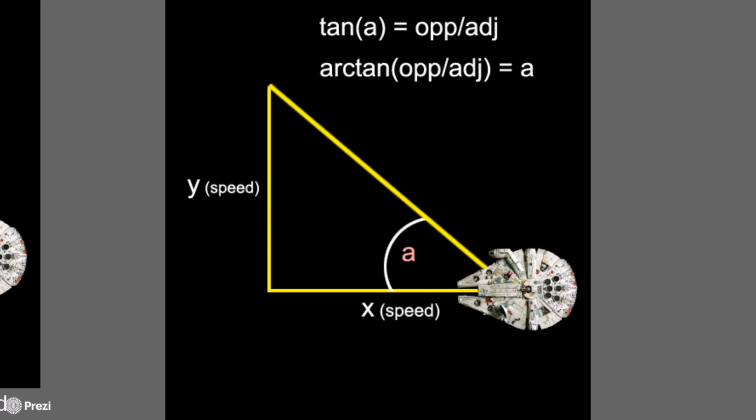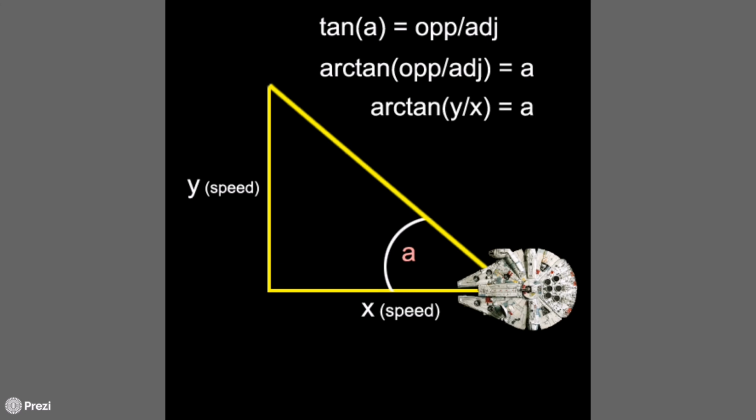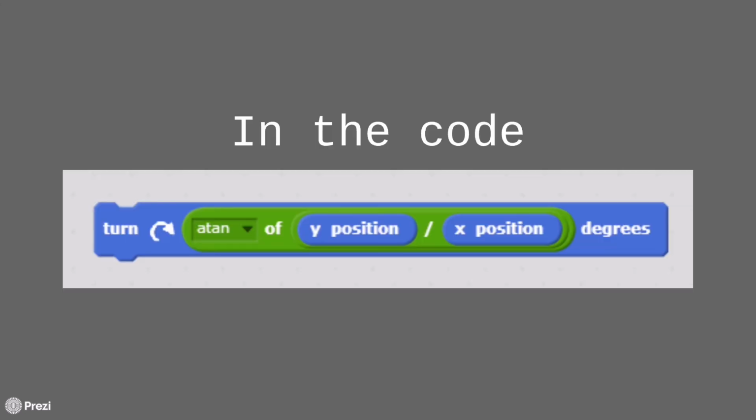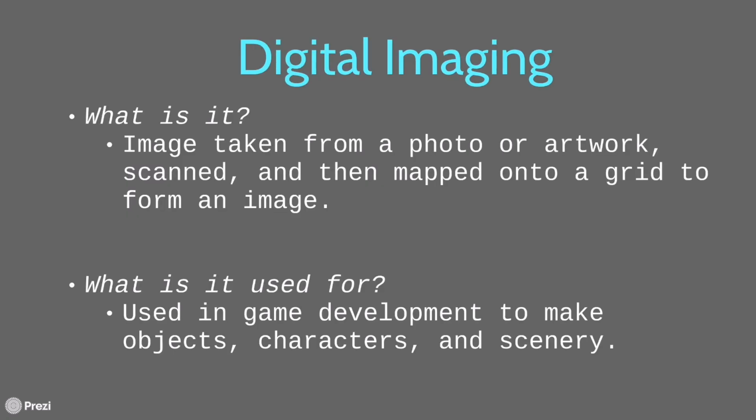Okay, so arctan is simply the inverse of the tangent function, which means we will be able to solve for the missing angle by this arctan here. And in the code, we use arctan of y position over x position to mean that we are solving for the missing degree using the inverse of the tangent function. Okay, so those are some examples of the use of trigonometry in game development.